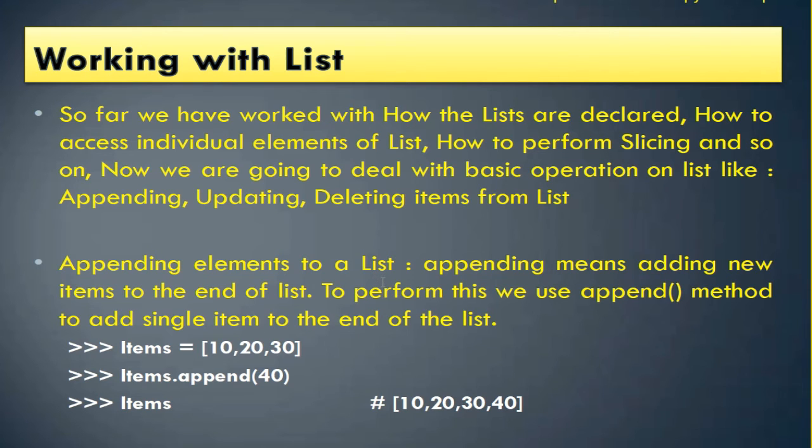To perform this, we use the append method to add a single item to the end of the list. Like items has been mentioned, this is your list: 10 20 30. Now if I do items.append(40), this element will be added to your existing list. So you will get the output 10 20 30 and then 40.